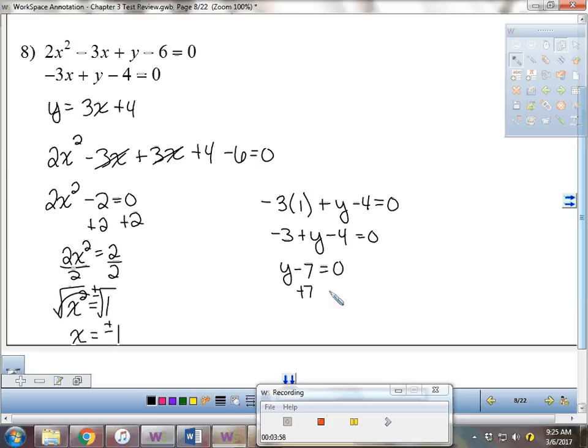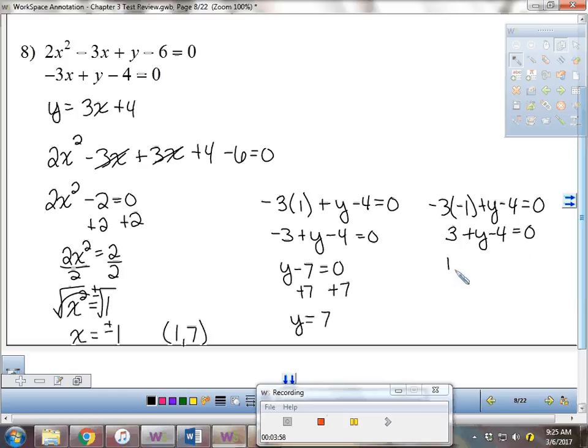Add the 7. And so y is 7 when x is 1. And then we'll do the same thing and plug in negative 1. So I get 3 plus y minus 4 equals 0. This would give me y minus 1 equals 0. So I would add the 1. So y equals 1 when x is negative 1. So those are my two solutions to that system.